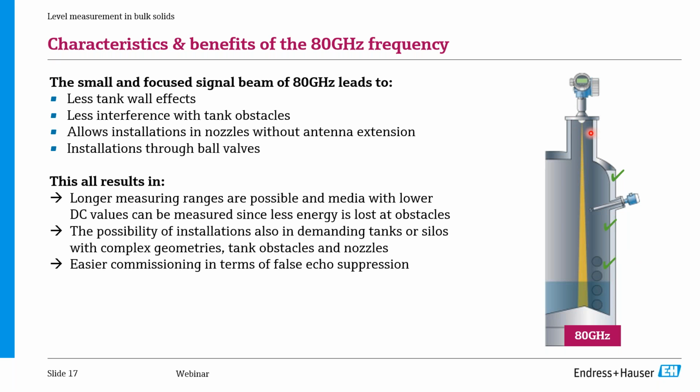For example, in the previous radar versions, if you had a very tall nozzle, you usually had to have an increased antenna extension to make sure you didn't lose any energy inside the nozzle. But now with the 80 gigahertz, you can be sure that all the energy will go straight to the place we want it to be, which is the product surface. Okay. And all these factors reflect in really time saving, which is much easier with a very simple commissioning and a very reliable measurement signal.